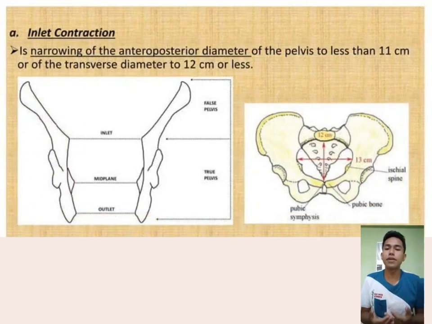So let's dive into my topic. First, we have here the inlet contraction. When we say inlet contraction, it is the narrowing of the anterior-posterior diameter of the pelvis to less than 11 cm or of the transverse diameter to 12 cm or less.